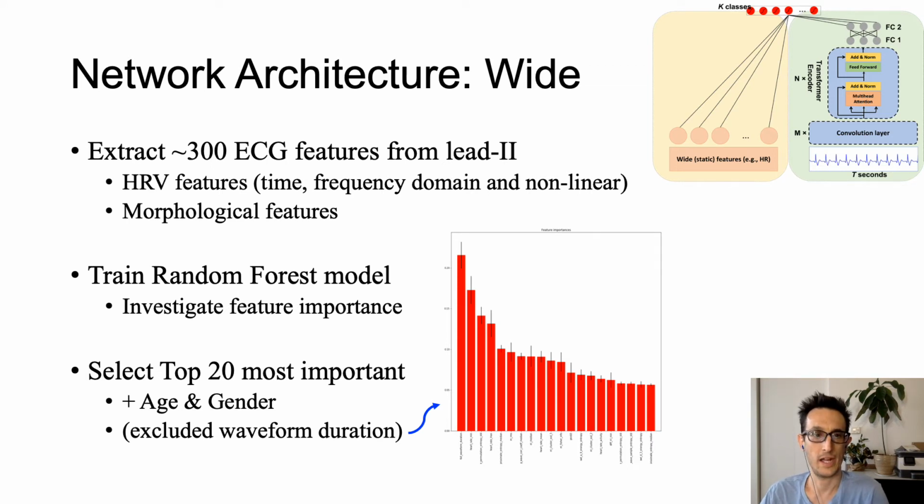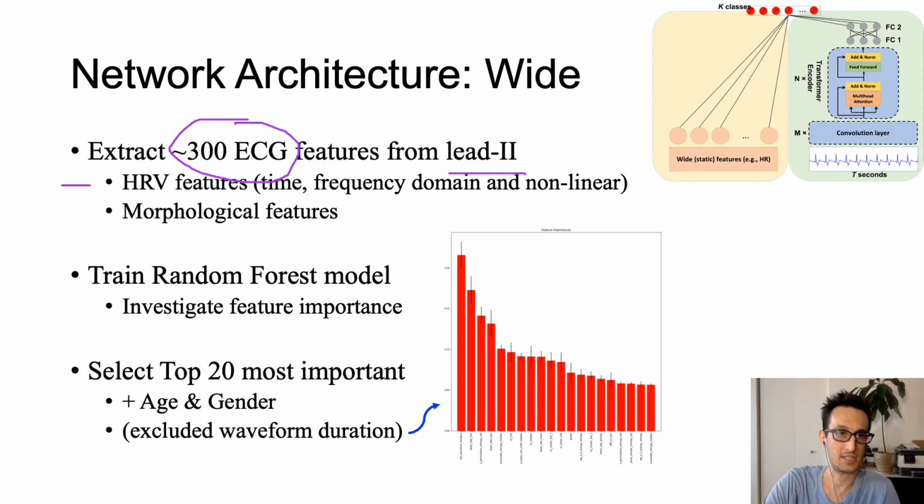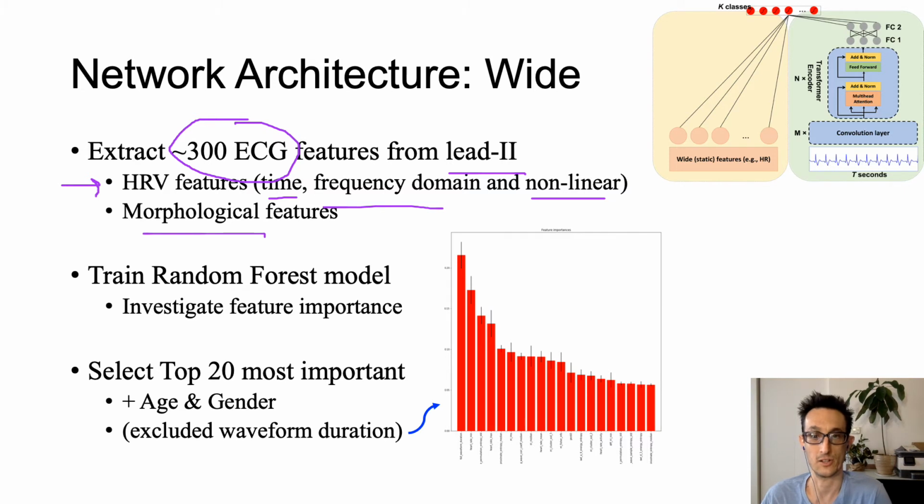So starting with the wide features, we first extracted roughly 300 traditional ECG signal processing features from the lead 2 signal. And these features capture information about heart rate variability, including time-based features as well as features in the frequency domain, and then also features based on nonlinear time series analysis. As well as features that are based on a morphological analysis of the signal. They look at the shape of the various intervals and the various waves that make up the ECG recording.